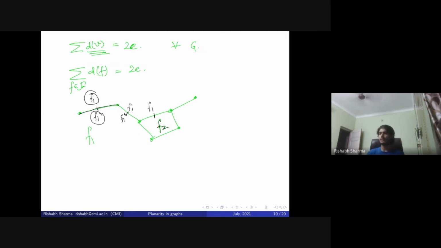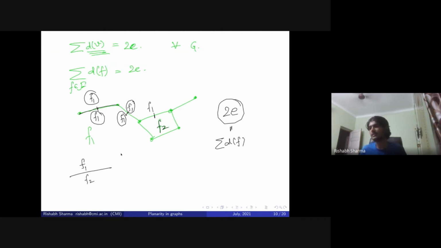So this is true for any edge, right? So I can just take twice the number of edges, and this will be the sum of all degrees, because each edge contributes to 2 degrees. I'm sorry. Let me rephrase this. Any edge has a face on both the sides, and it contributes 1 to both those degrees.